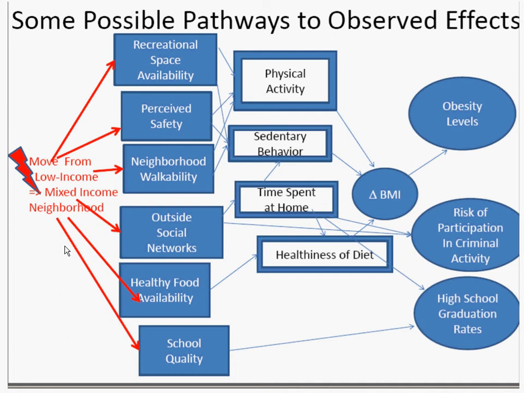Others have advanced the fact that teenage girls are dislocated from their old neighborhood and moved to a new community. Social networks for teenage girls are not as well developed outside, so they spend more time at home, they eat more home cooking, and as a result, obesity levels are lowered.